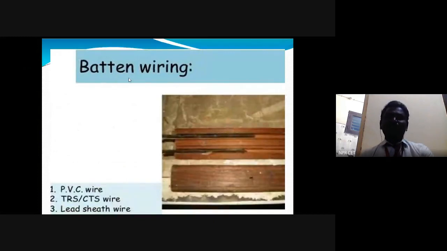Now this is the batten wiring. The types of wire used are PVC wire, TRS wire, and lead sheath wire. This is the batten wiring.